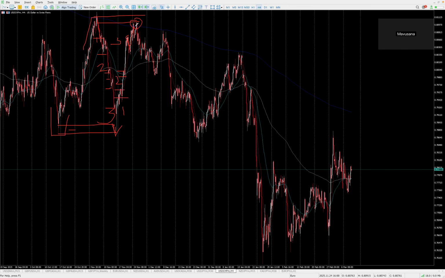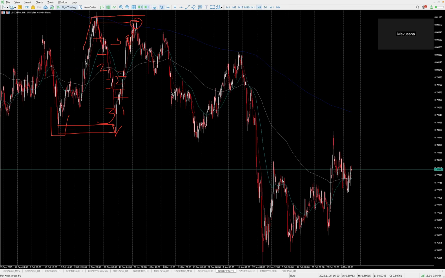Yes, because of the supply area. Yes, because of the sell zone right here. Now, counting levels becomes easier when you pay attention to the structure. It becomes very easy for you when you pay attention to the structure. All right, so let's go on.